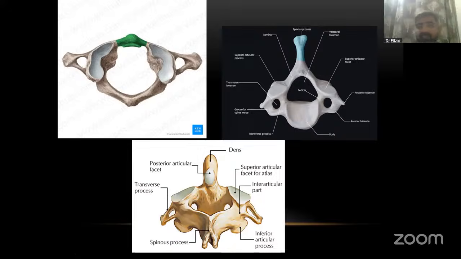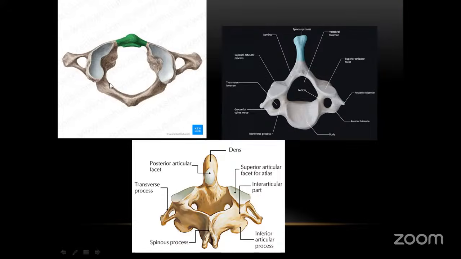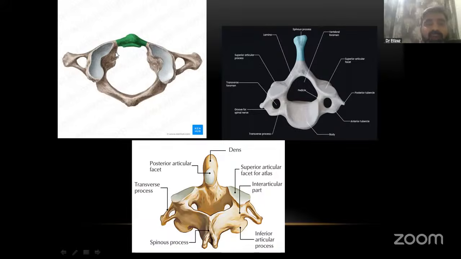Yes, Dr. Mustafa, you want to say something? Odontoid, sir. To accommodate the odontoid, and second, look here, this is the area where the odontoid will be. Okay, anterior to this is the odontoid.